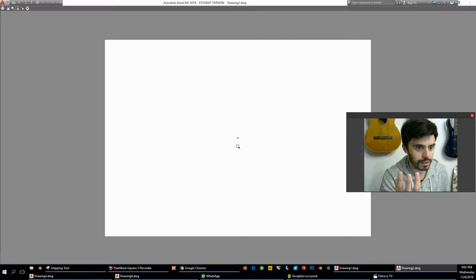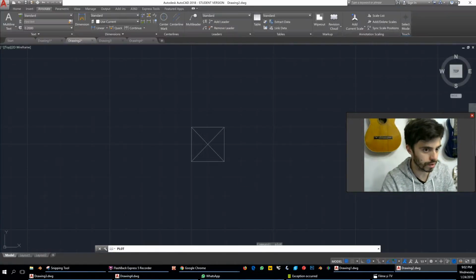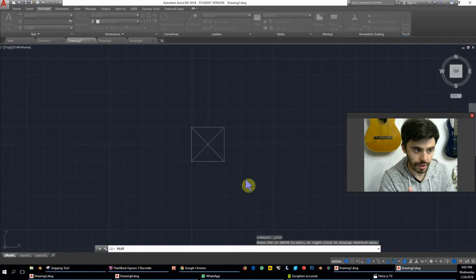Also, my square, I think, is 1 meter wide, since I changed the units to meters, so I think I'm working in meters now, and that object is 1 meter wide. So if you could help, that would be great. Thank you.